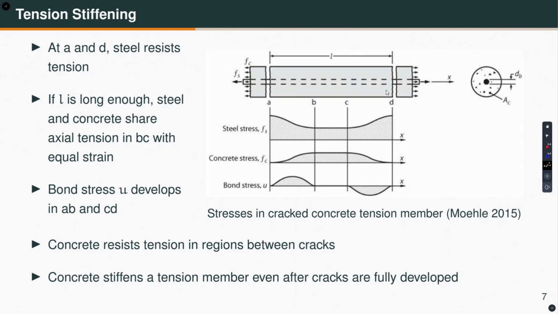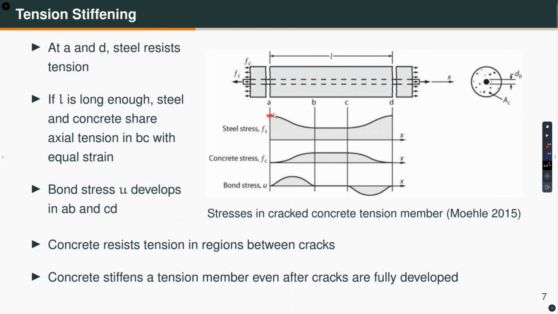Now, in between, what is happening? Let us say the length of concrete that remains uncracked between two adjacent cracks is denoted by little l. So, if this l is long enough, then we can say steel and concrete will share some axial tension in some central portion BC. So, this is the stress in steel.